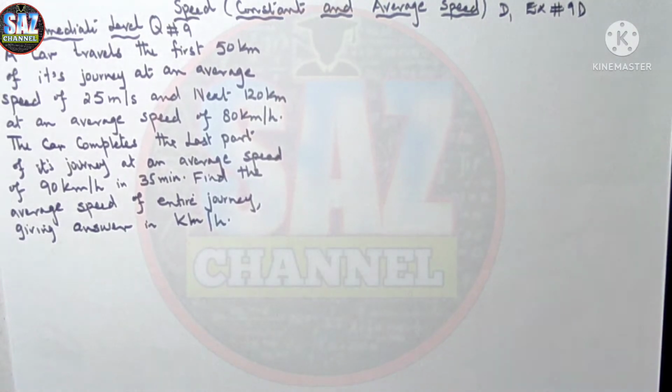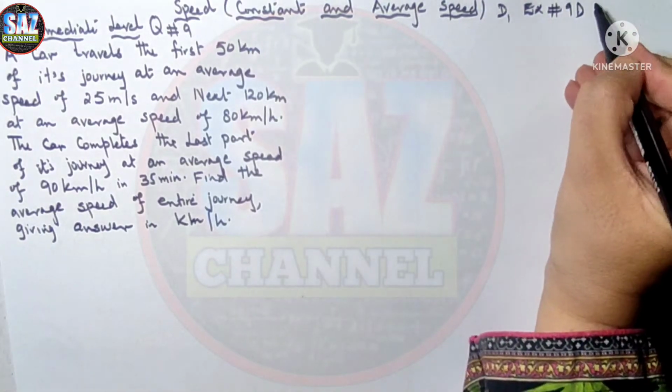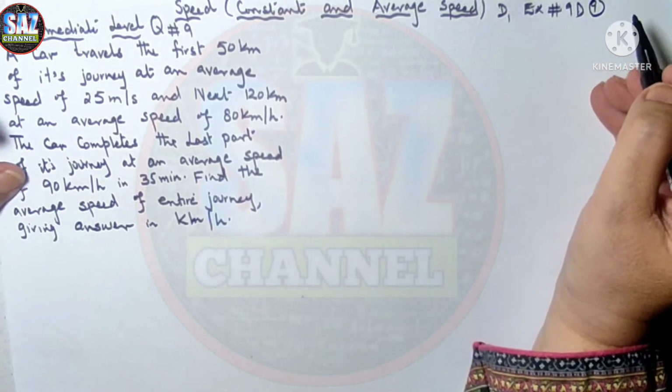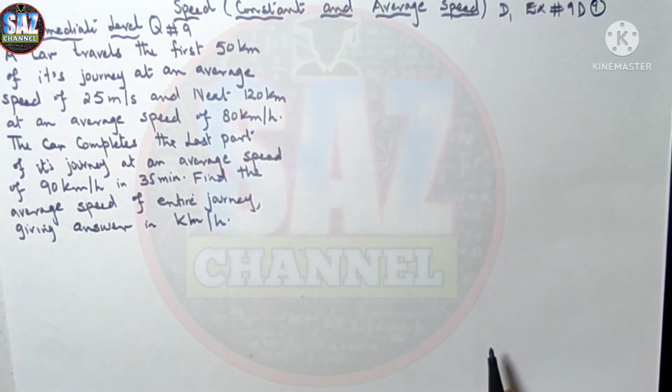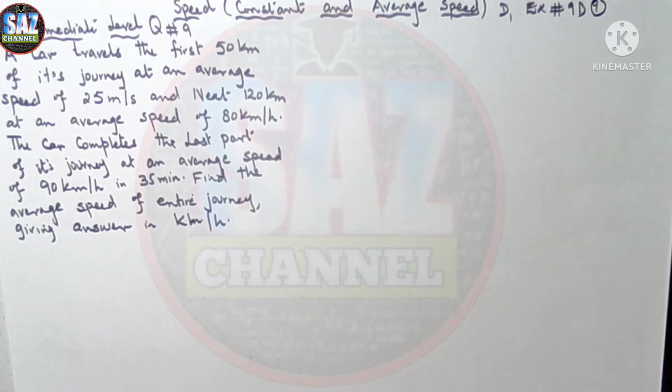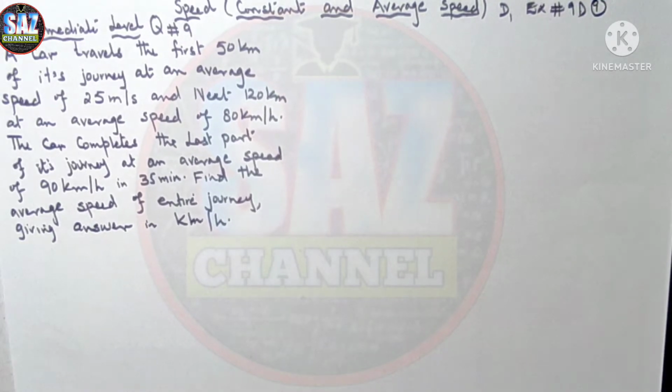This is my 9th lesson of D1, chapter number 9, exercise 9D, and the book is New Syllabus Mathematics D1, 7th edition. And this syllabus is for O-level mathematics. In this class, students will be learning and discussing intermediate level question number 9, and let me read the question carefully from the book.